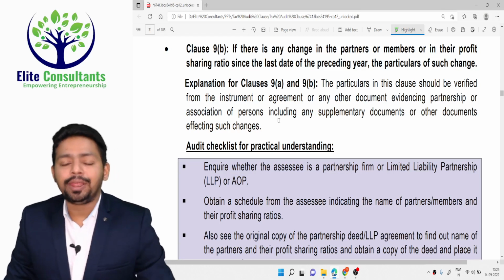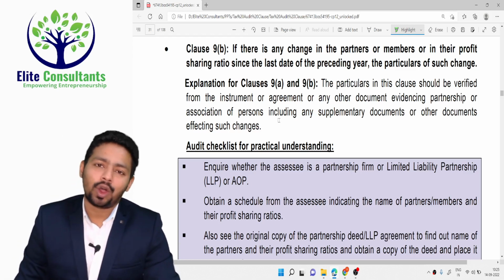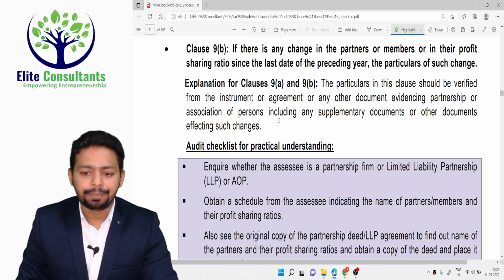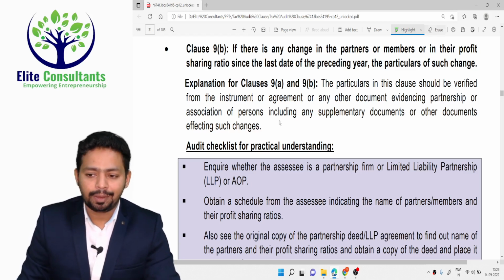Clause 9 is applicable only to partnership firms or LLPs, my dear friends. So be aware of this clause. It is very important if you are doing the tax audit of a partnership firm or LLP.